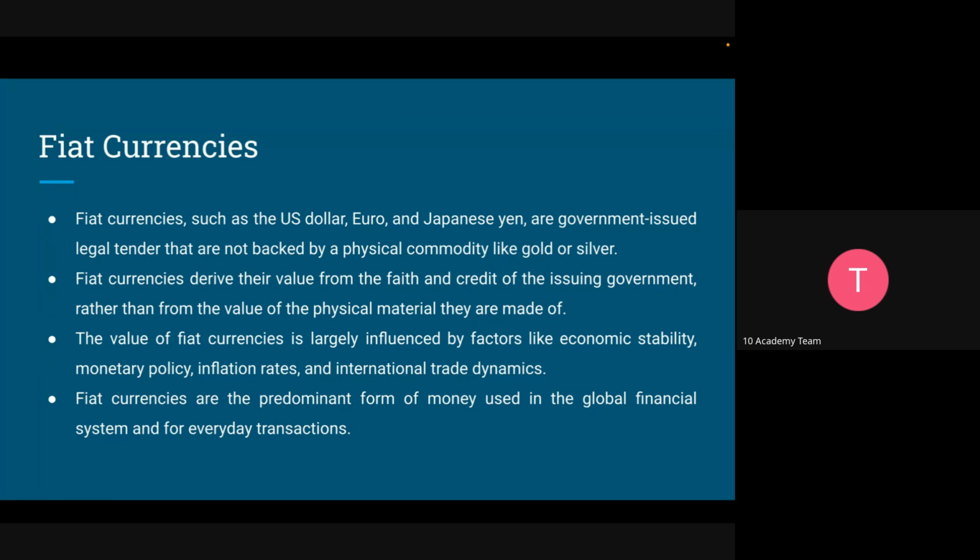So that is the information you should know in the area of finance. The value of currencies is largely influenced by factors like economic stability and monetary policy. This is something that you guys know. Fiat currencies are the predominant form of money used in the global financial system. It's something that we use every day for every transaction that we're doing.